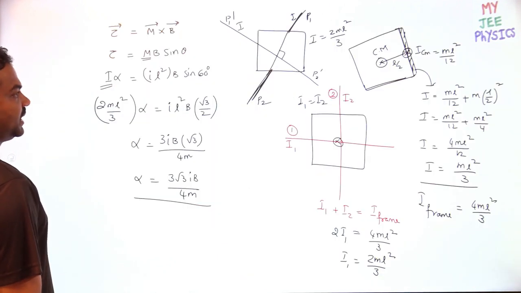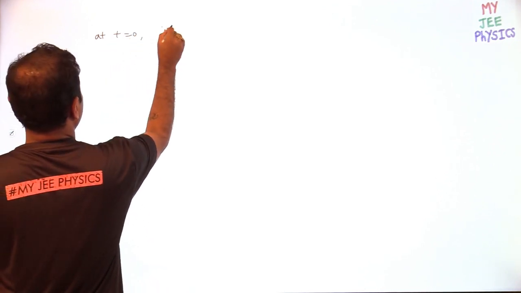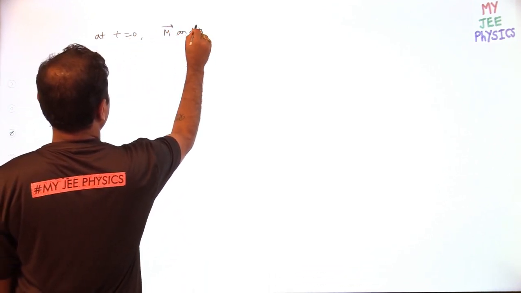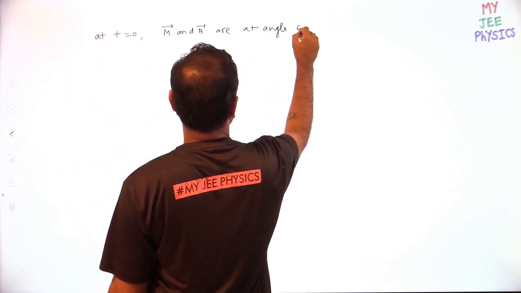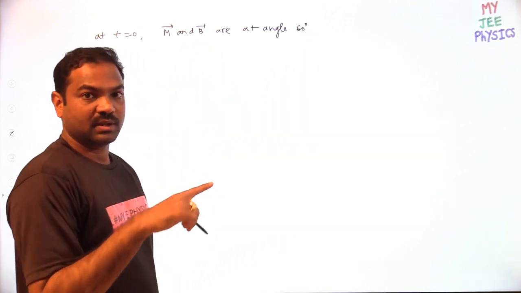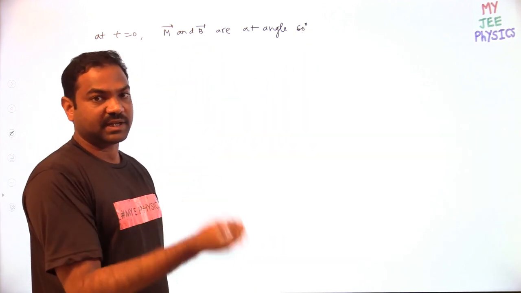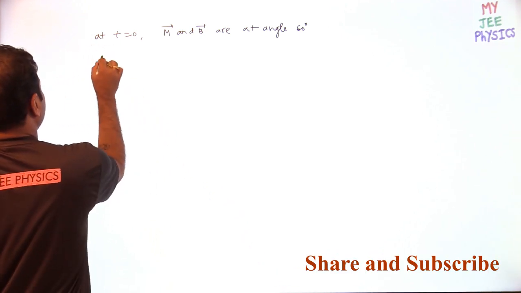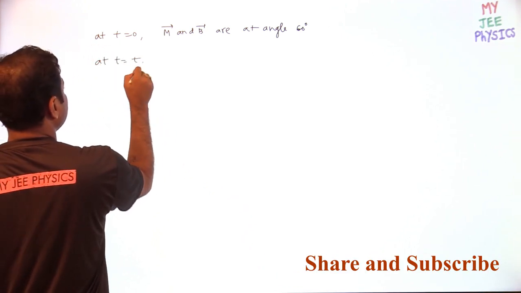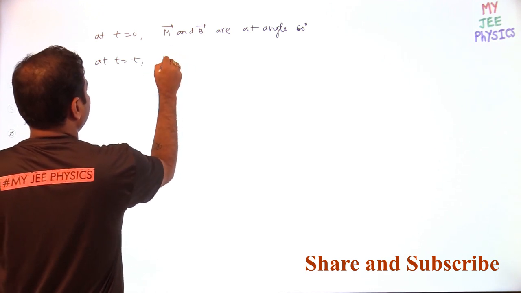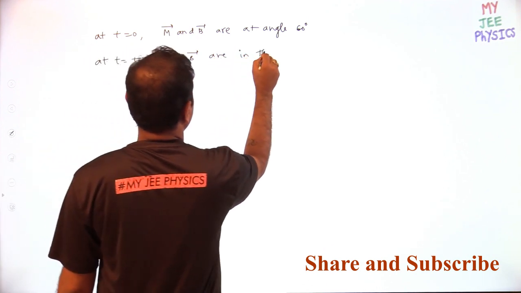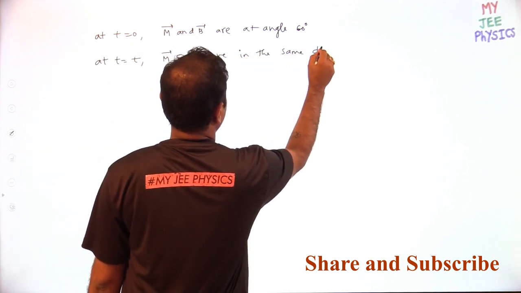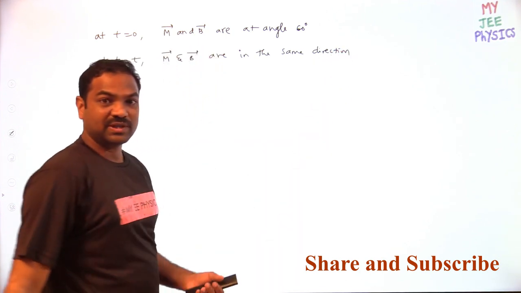So what I do is I'll make one more statement here. I'll write down at time t equal to 0, what are the m bar and b bar? They are at an angle of how much? At an angle of 60 degrees. I'm talking about m bar. So the plane is making an angle of 30 degrees with the magnetic field. So after some time t, m bar and b bar are in the same direction. Why? Because the loop is rotated a further 90.